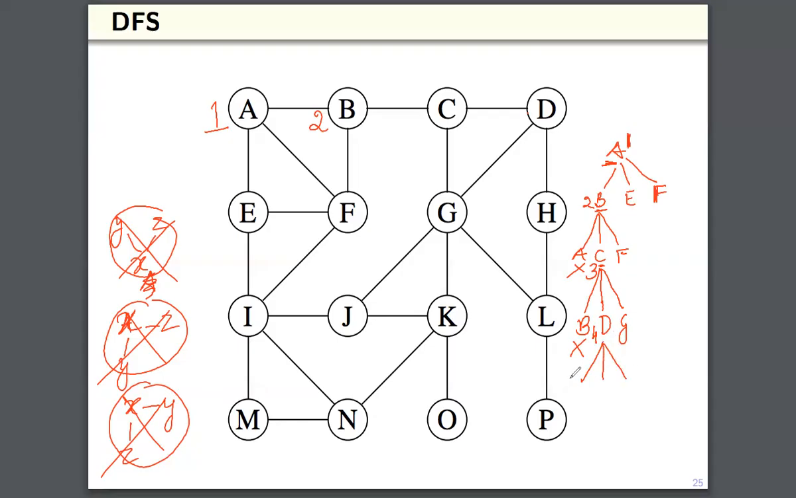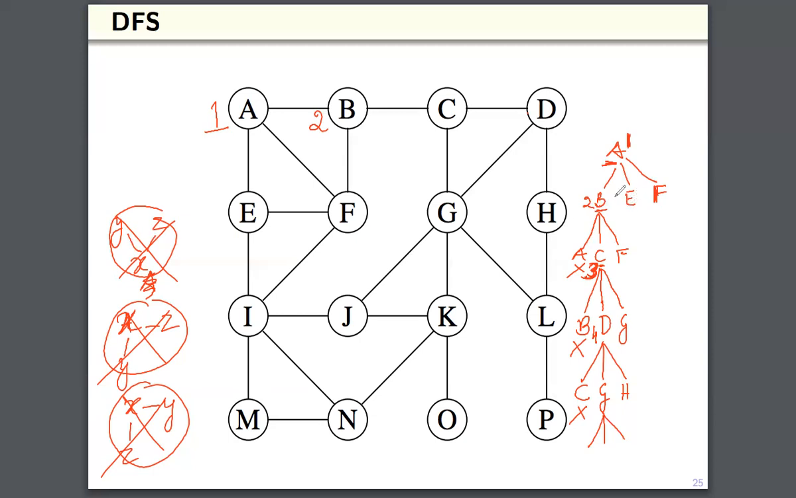Expand D. What are the neighbors? C, G, H. C is already visited, it is 3, not 0. What about G? G is unvisited. Expand G. You are going deep in the child relationship, child of child. You're completing the subtree of one child before moving to another child. That's the meaning of depth first.